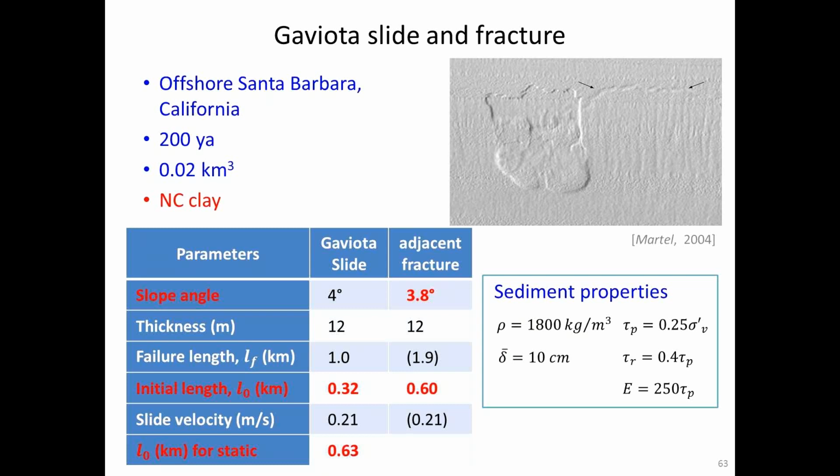So if I use the dynamic model, I realize that an initial length or critical length of about 300 meters will be able to create a failure length of 1 kilometer. In this case, I can calculate the slide velocity at the failure and the initial length when we do the static analysis. And if you take a look at the adjacent fracture right next to the Gaviota slide, with a little milder slope, for example 3.8 degrees, with the same thickness condition, I could come up with an initial length of about 600 meters. So if the initial weak zone is anywhere between 300 meters and 600 meters, we can say that the Gaviota slide can fail up to 1 kilometer of length, while this adjacent fracture is going to be stable like that.